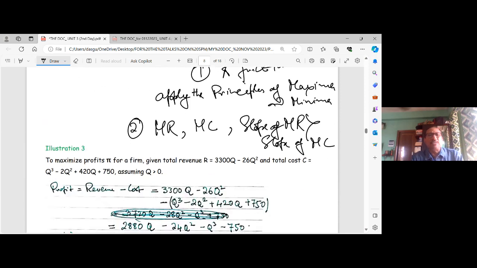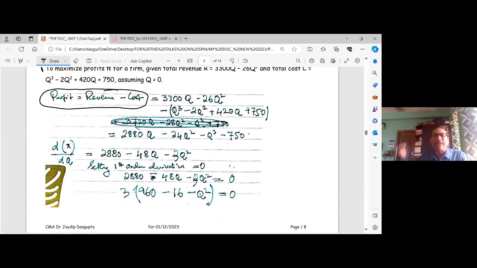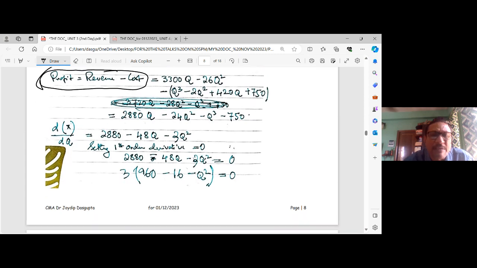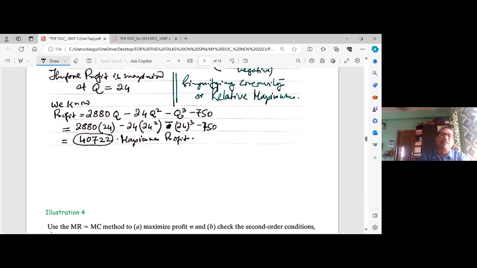So look, this is a sum which is given in the study note. Here we do that first type, where we calculate the profit as revenue minus cost. We get a single function and then we apply the principles of maximum and minimum. I have solved the sum for you, and ultimately we put the value of quantity which we have got in the original function, and we calculate the maximum profit. So this is one way of doing it.